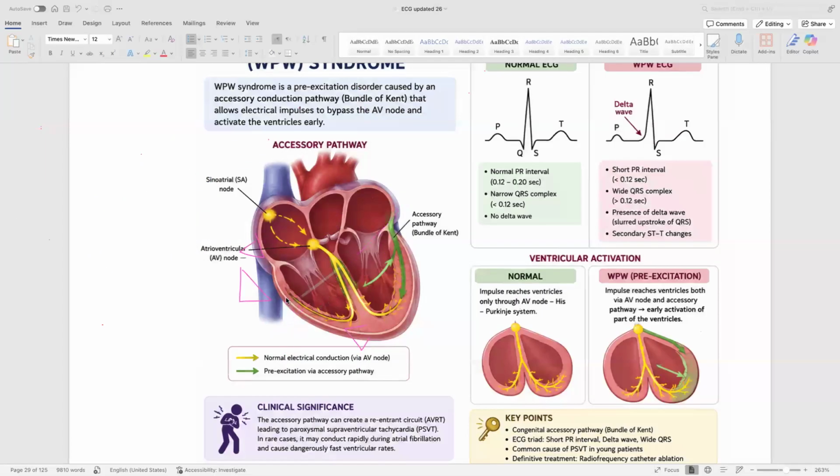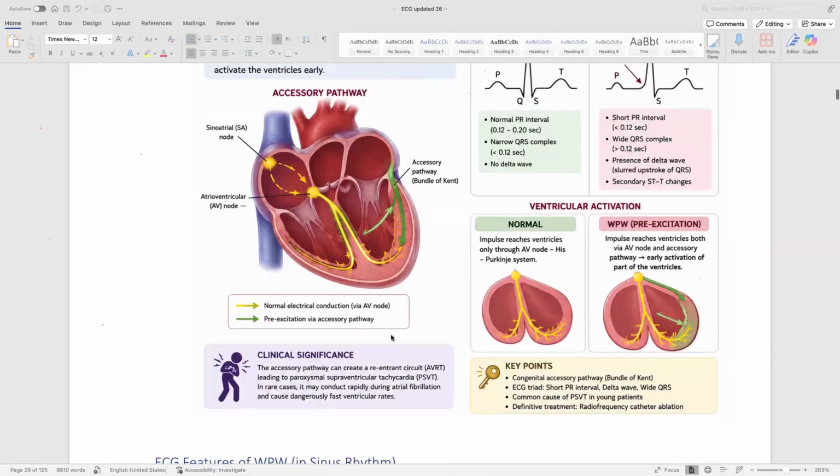V1, the R wave in V1 is also one of the popular leads. Very informative.